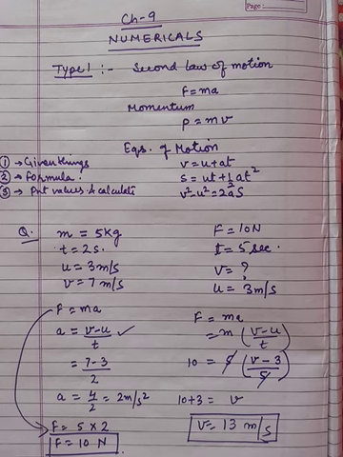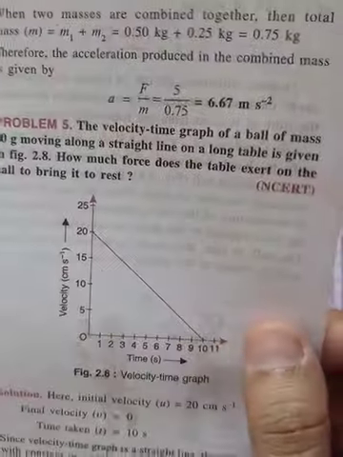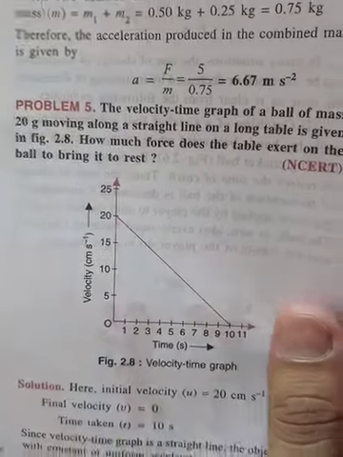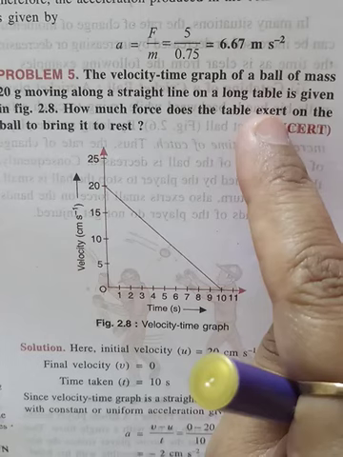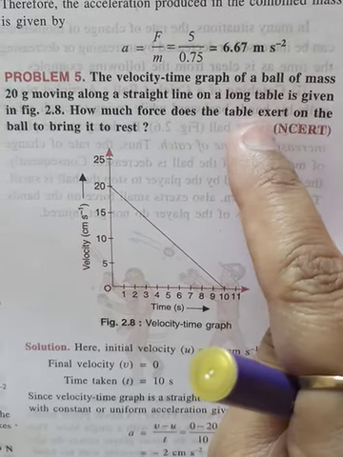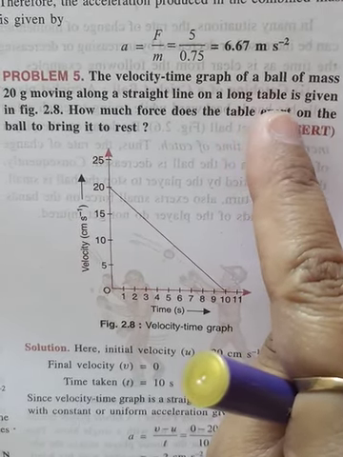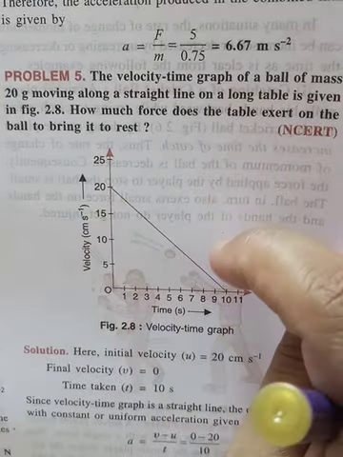So let's move on to another type of question. So here is a question from your NCERT book again. This is also a very different question. So let us discuss this. A velocity time graph of a ball of mass 20 gram moving along a straight line on a long table is given in figure 2.8.